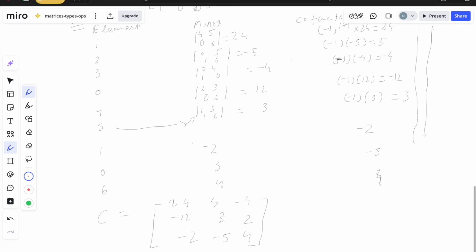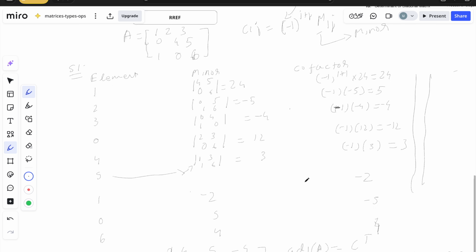So the adjoint of A will now be equal to C transpose. Basically, this is the cofactor matrix that we have already got. So if we do a transpose, it will be 24, minus 12, minus 2, 5, 3, minus 5, and minus 4, 2, 4, right? So this is the adjoint of A that we have just calculated.